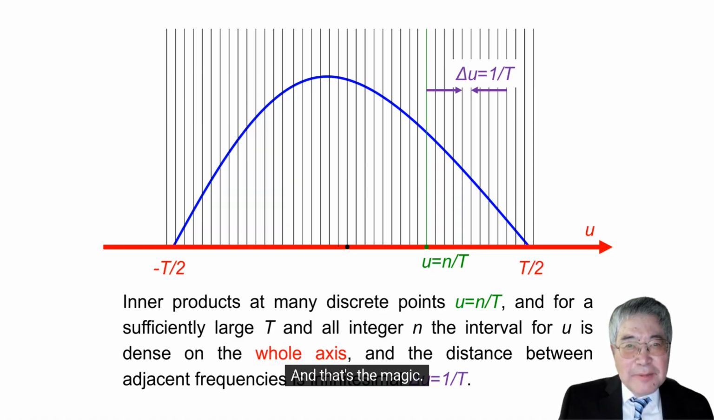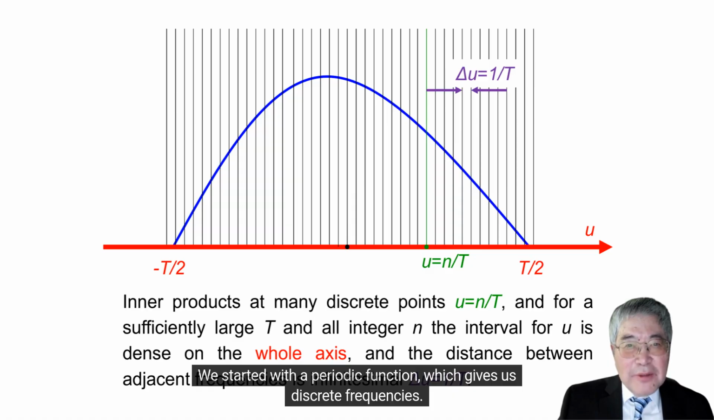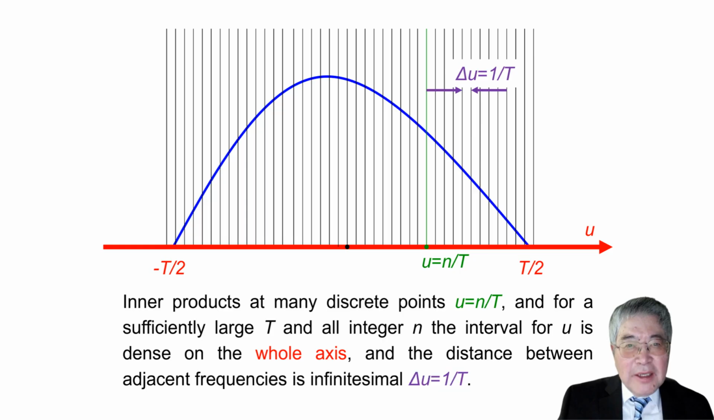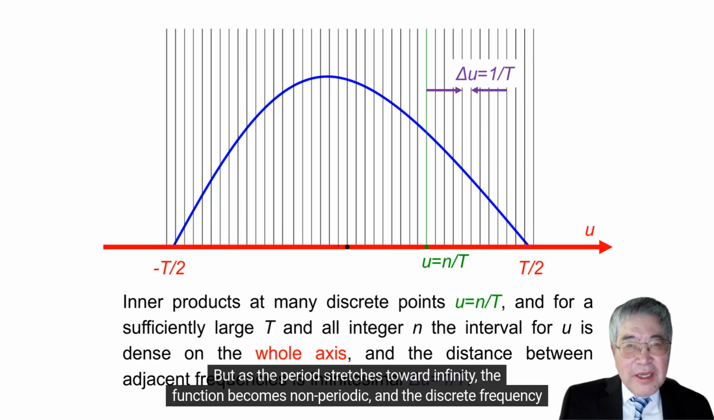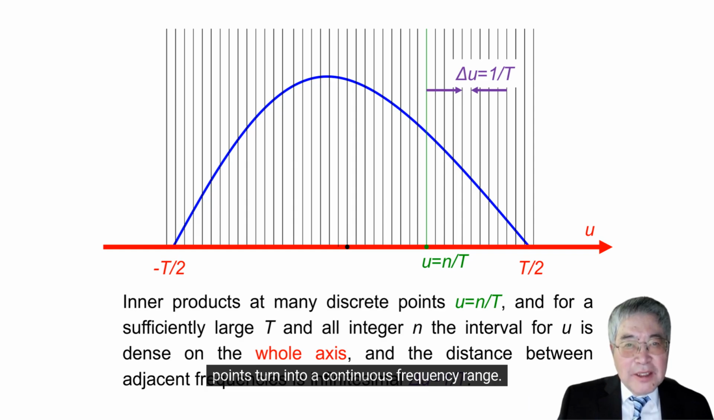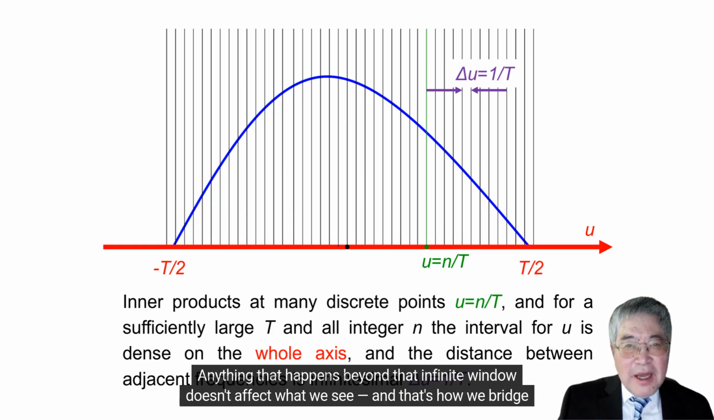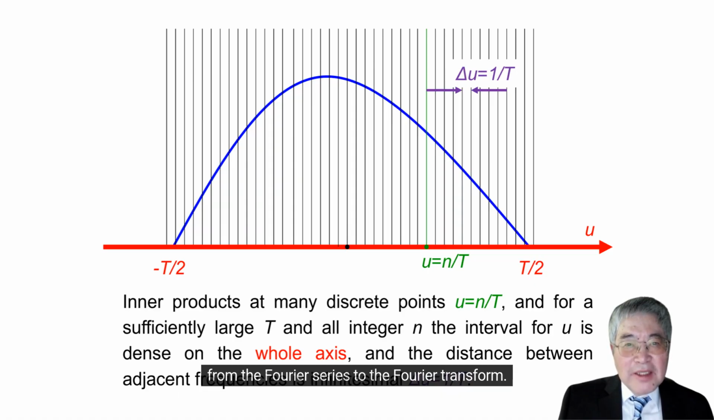And that's the magic. We started with a periodic function, which gives us discrete frequencies. But as the period stretches toward infinity, the function becomes non-periodic, and the discrete frequency points turn into a continuous frequency range. So what is a non-periodic function in this view? It's just a periodic function with an infinitely long period. Anything that happens beyond that infinite window doesn't affect what we see, and that's how we bridge from the Fourier series to the Fourier transform.